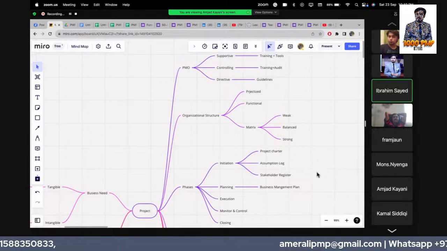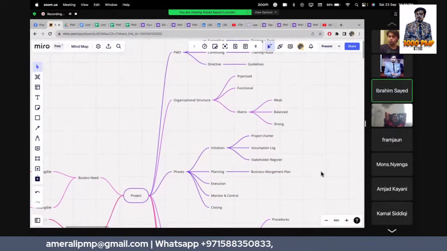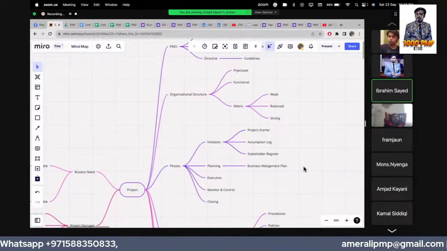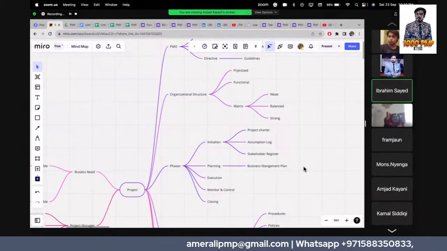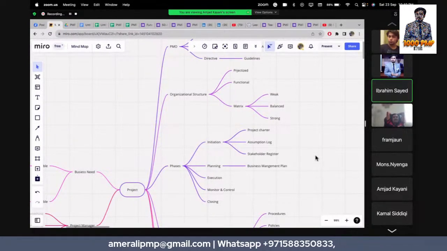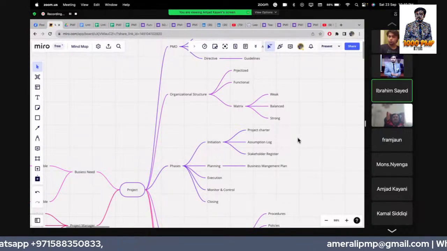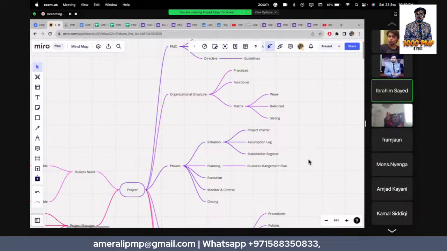Then organizational structure. There are three types of organizational structures: projectized, functional, and matrix. In projectized, the project manager has high power. In functional, the functional manager has high power over the functions or operations. There are three types of matrix: weak matrix, balanced matrix, and strong matrix. In a weak matrix, the project manager has less power. In a strong matrix, the project manager has full power, and in a balanced matrix both have equal power.